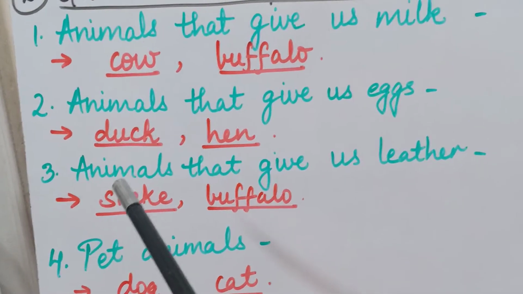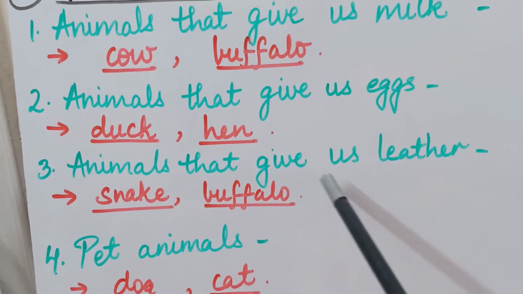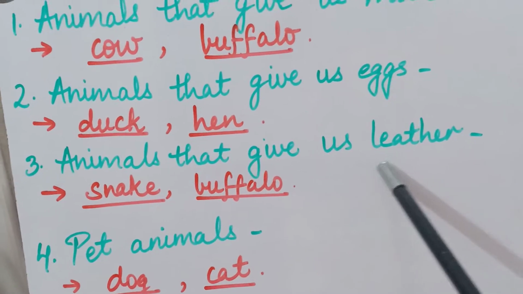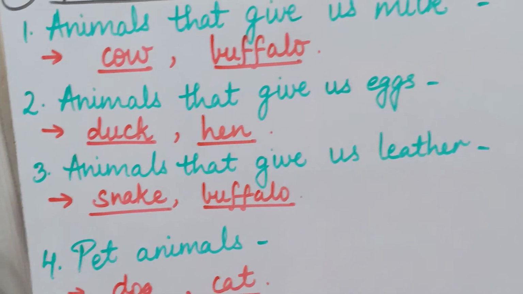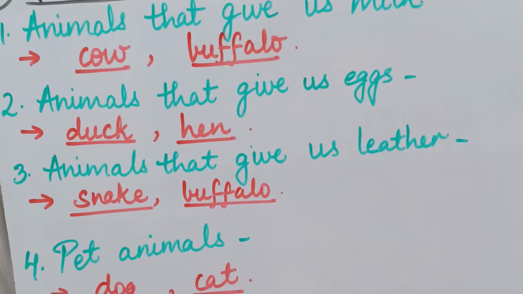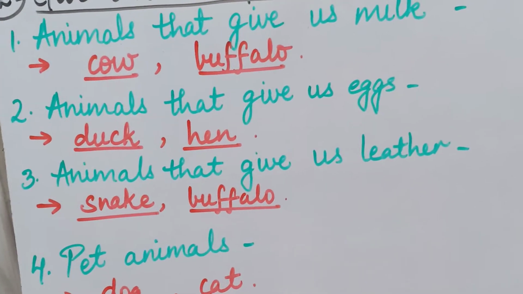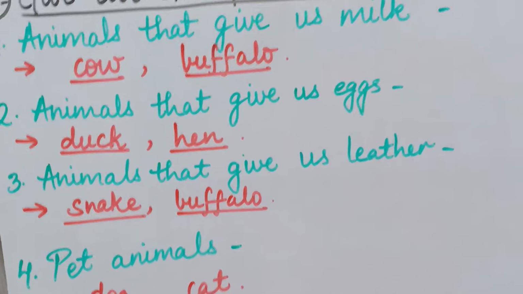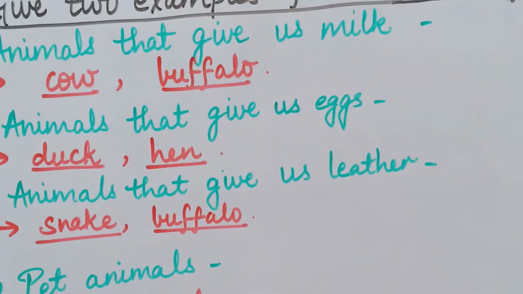Now, coming to the third question. Animals that give us leather. जो animals हमें leather देते हैं. Okay? I explained you before also that leather is used to make shoes, belts, purse. Okay, for all these things we use leather. And from where we get leather? We get leather from the skin of dead animals.